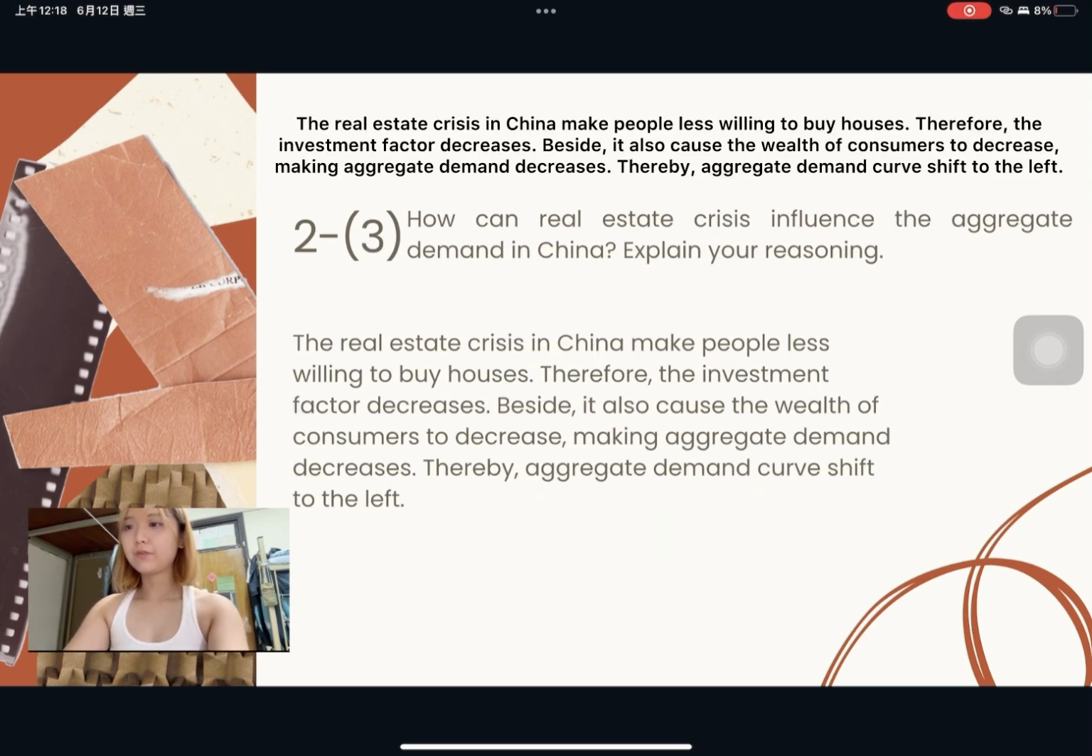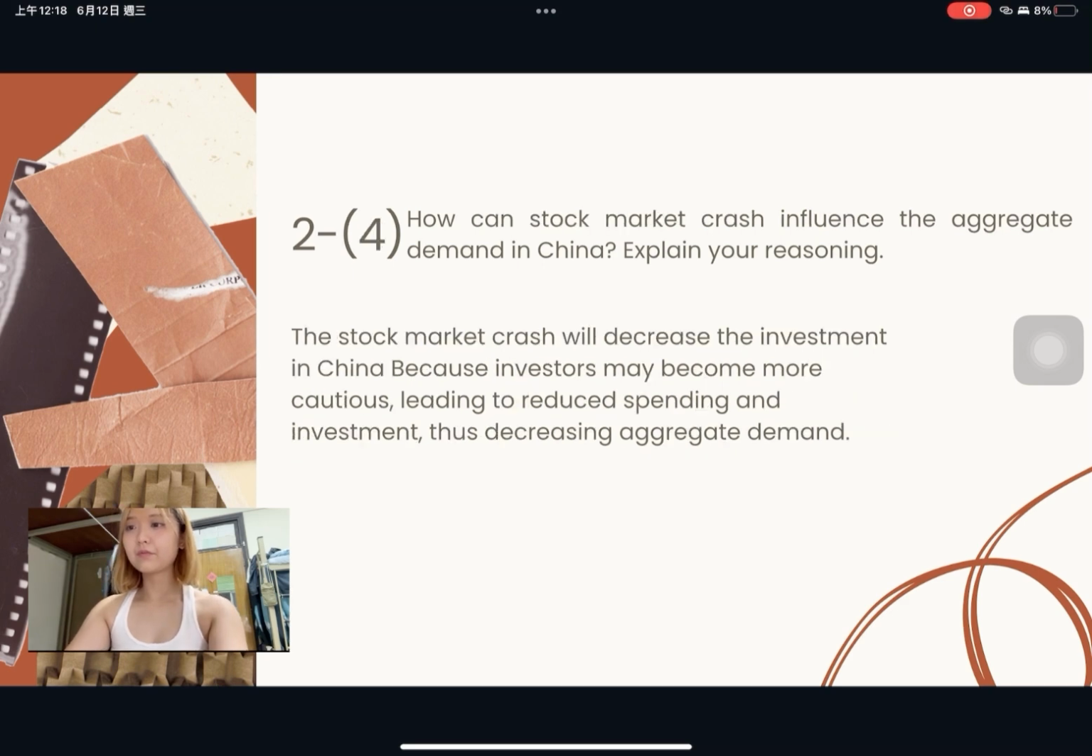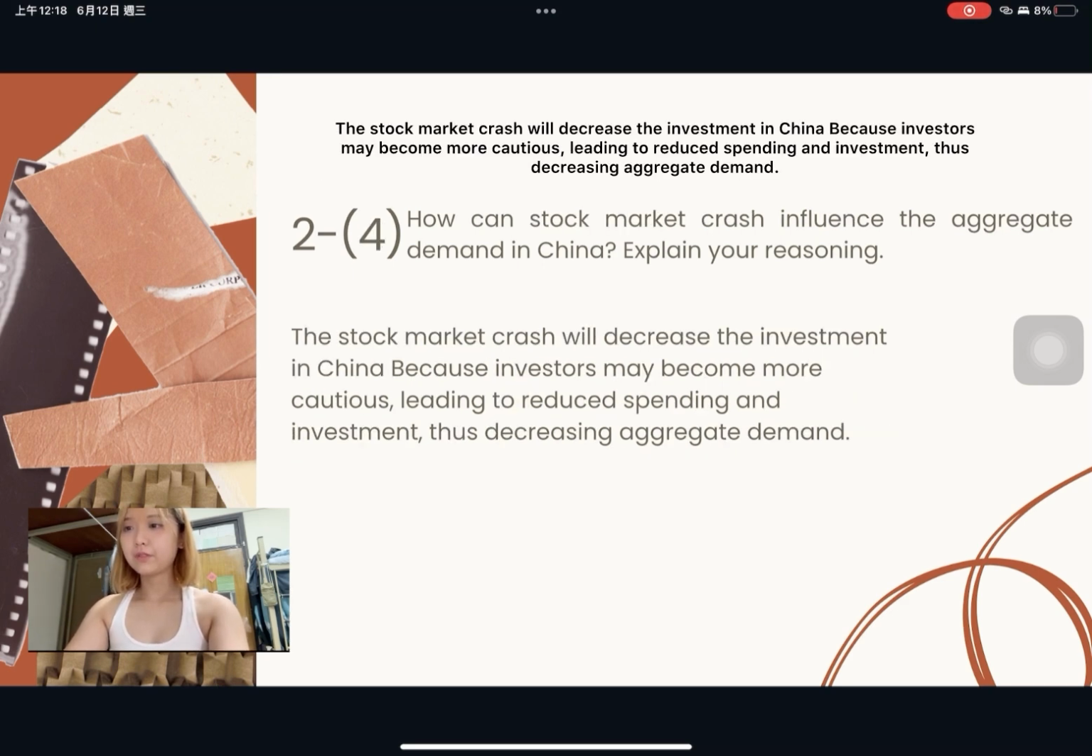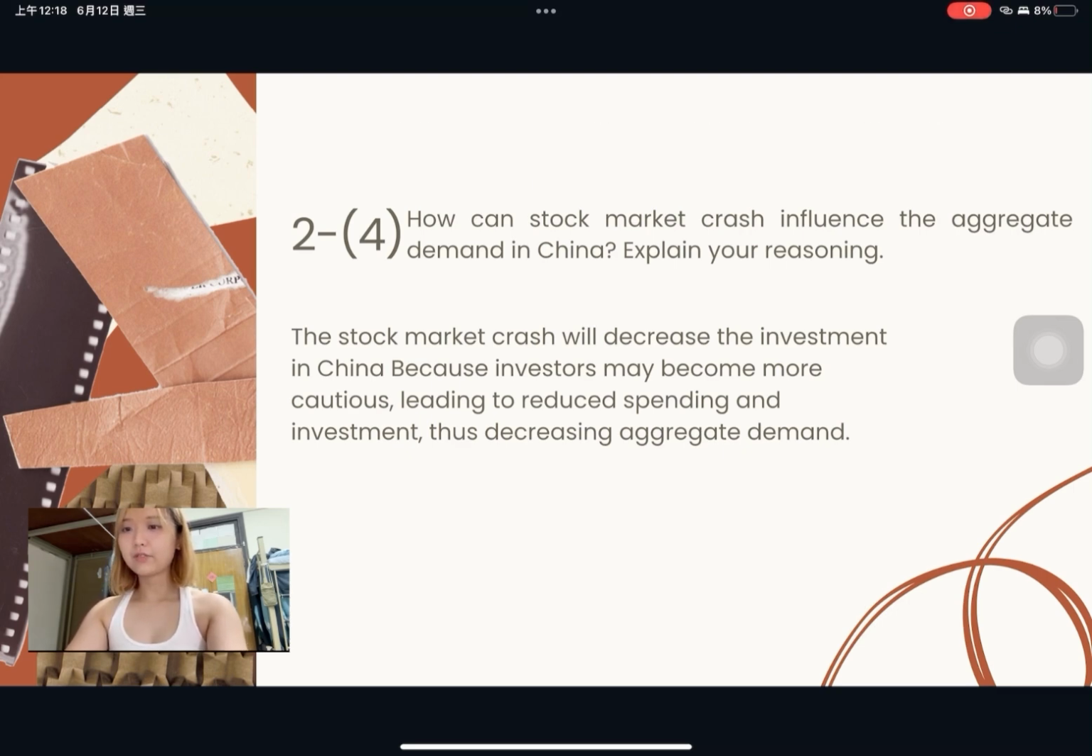For question 3, the real estate crisis in China makes people less willing to buy houses. Therefore, the investment factor decreases. Besides, it also causes the wealth of consumers to decrease, making aggregate demand decrease, thereby the aggregate demand curve shifts to the left. For question 4, the stock market crash will decrease investment in China because investors may become more cautious, leading to reduced spending and investment, thus decreasing aggregate demand.